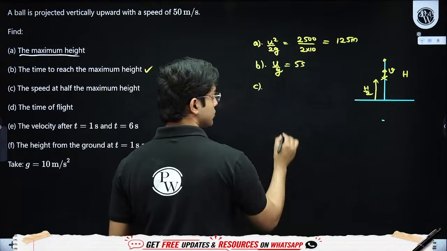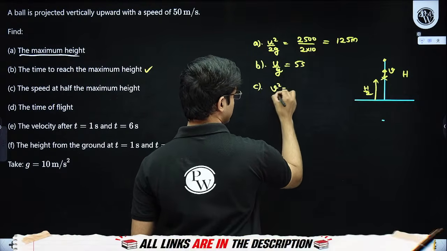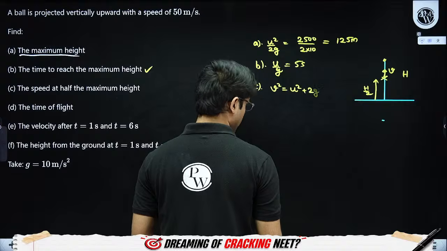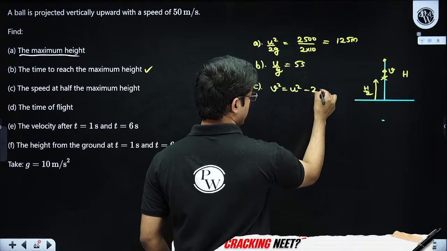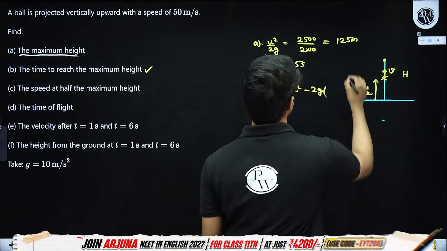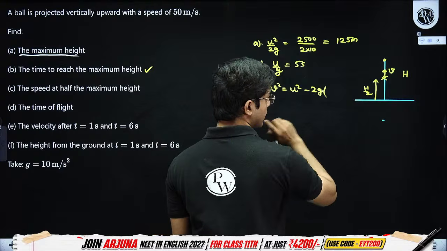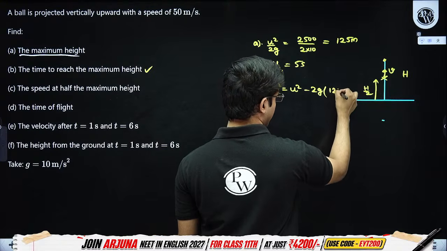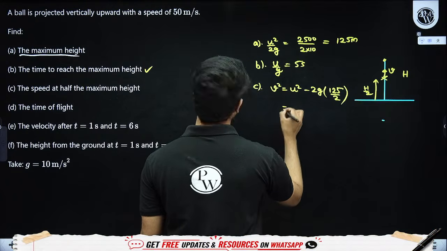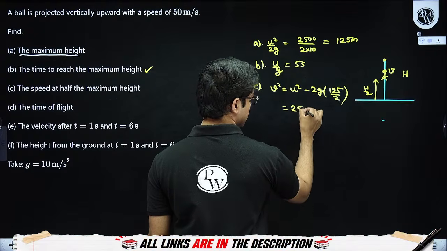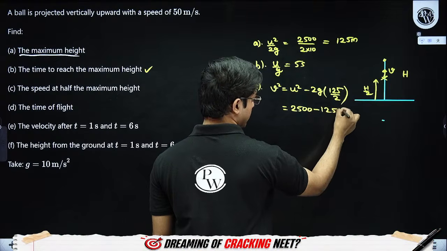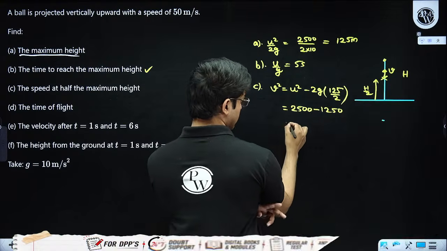So here we will use v square equal to u square plus 2g, sorry, not plus, it will become minus 2g into h by 2, right? Now what is h? It's actually 125 meters, right? We calculated it. So this will be 125 divided by 2, that will be h by 2. So u square will be 2500, and 2 cancel. This will become 1250, right?